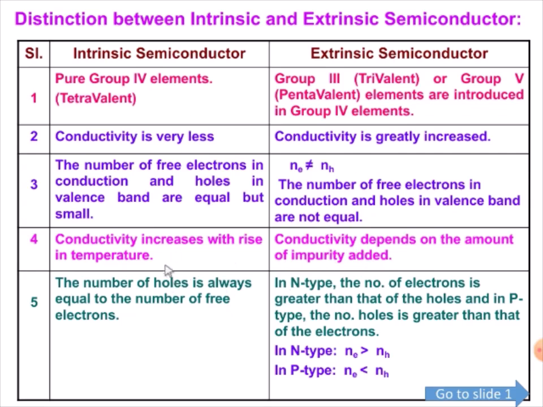In the case of an intrinsic semiconductor, the number of holes is always equal to the number of free electrons, as we have said here. But in the case of an extrinsic semiconductor of n-type, the number of electrons is much greater than the number of holes, whereas in the case of p-type, the number of holes is greater than the number of electrons.